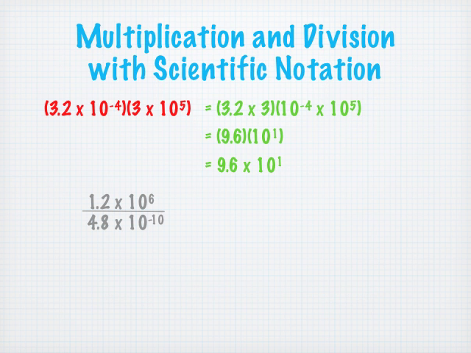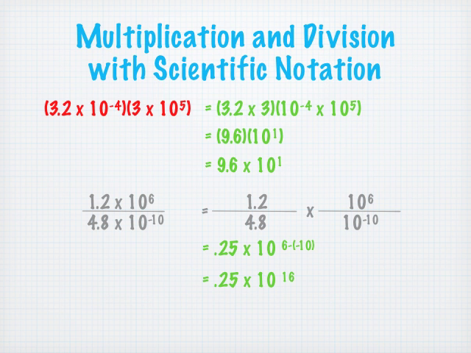Now how about this next one? 1.2 over 4.8 we'll deal with separately from 10 to the 6th over 10 to the negative 10. 1.2 over 4.8, that might not be completely glaringly obvious, but that's the same thing as 12 over 48. If you multiply top and bottom by 10, that's 12 over 48, which is 1/4, or 0.25. Now 10 to the 6th over 10 to the negative 10, make sure you're careful with your signs on this one. It's 6 minus a negative 10. Make sure you get that double negative in there. That's an easy one to miss. So that exponent becomes 16.